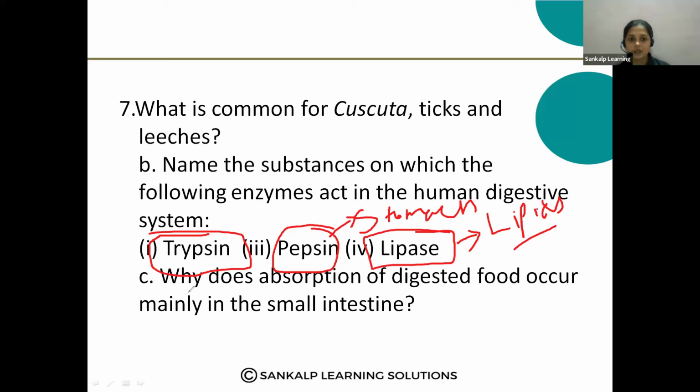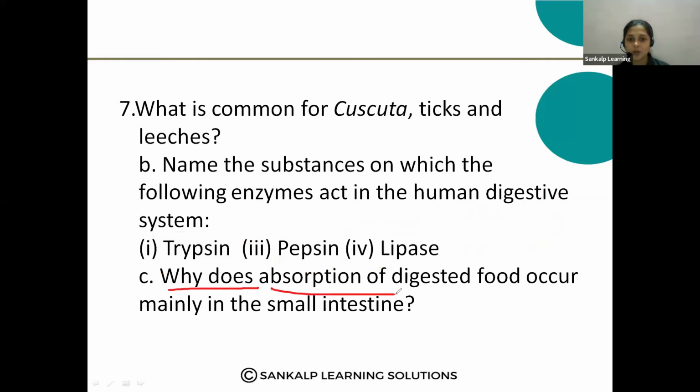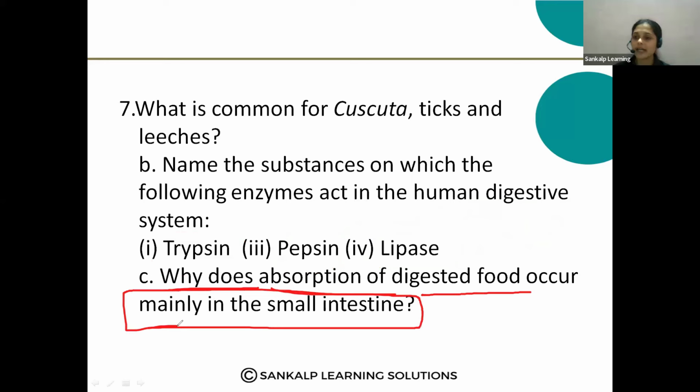Then third question, why does absorption of digested food occur mainly in the small intestine? You know that digestion and absorption mainly occur in the small intestine. Yes, what is the reason? Already I told the answer.